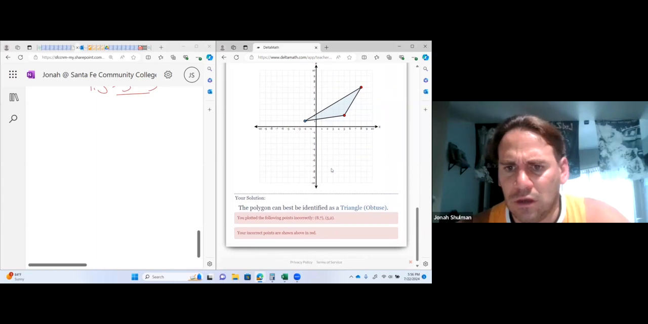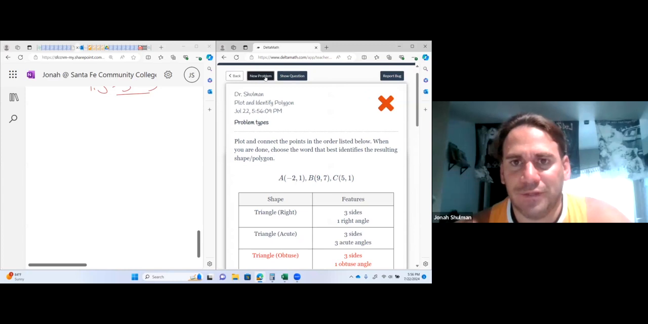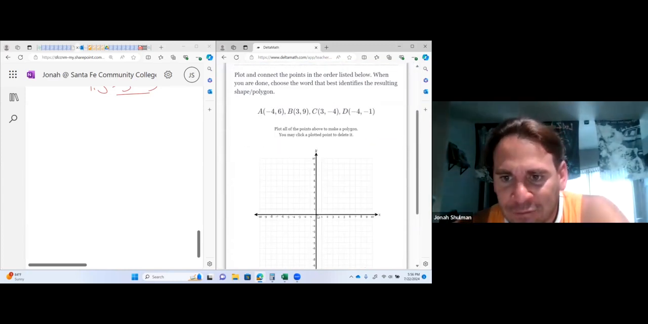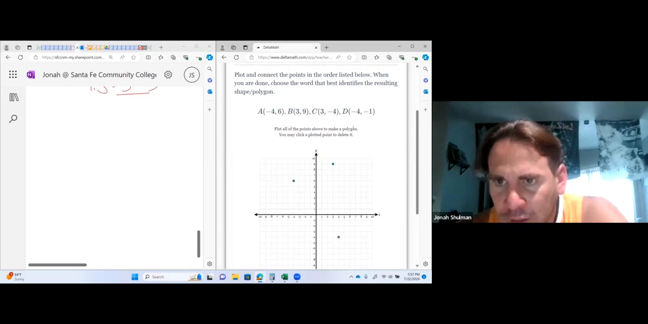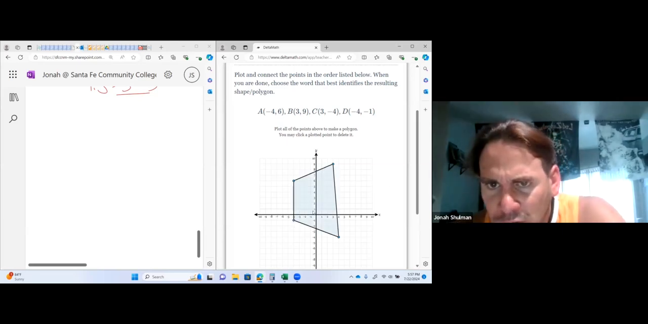Oh, I plotted 2 of the points wrong? Well, okay. Let's do another one. All right, so I have a -4, 6. I got a 3, 9. I got a 3, -4. And I got a -4, -1. Is this right though? 3, 9. This is 3, -4. This should be right here.